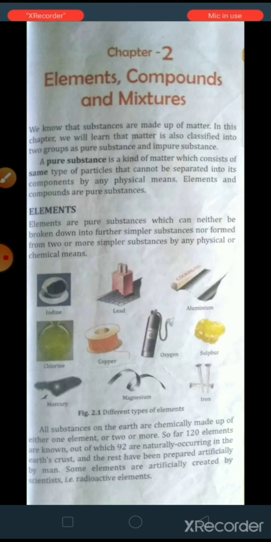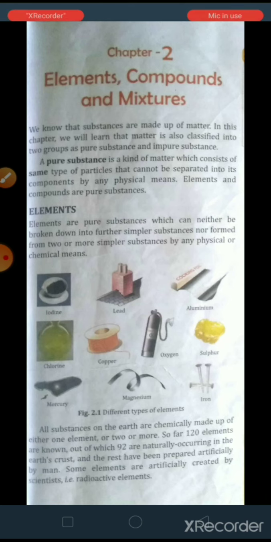So a pure substance is a substance which consists of the same type of particles. The substance which has the same type of particles, that is the pure substance. We can't separate it into its components by any physical process. Okay, by doing anything we can't separate the substance, that is the pure substance, and this has the same type of particles.